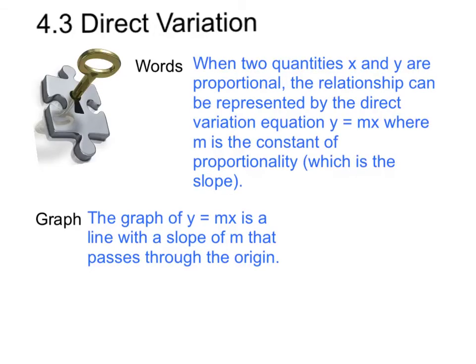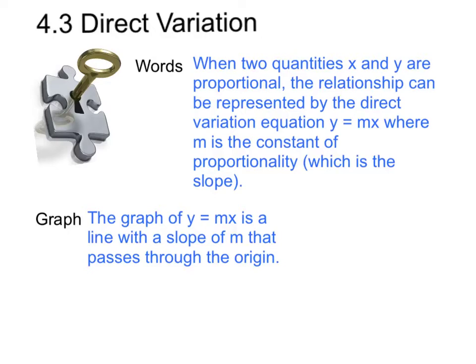In section 4.3, we're going to talk about a special type of linear equation called direct variation. In words, here's what it means. And by the way, this is your key idea. Your key idea is this, in words, and you need to write this down. When two quantities, x and y, are proportional, the relationship can be represented by the direct variation equation.